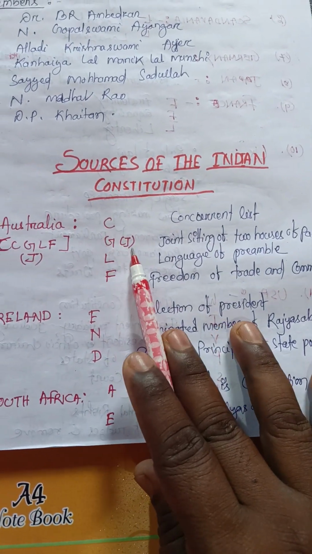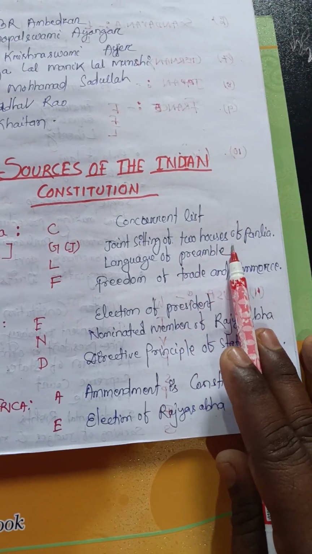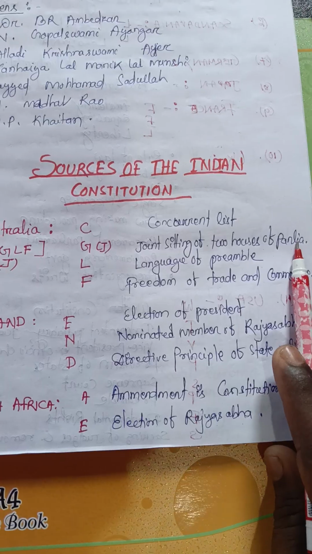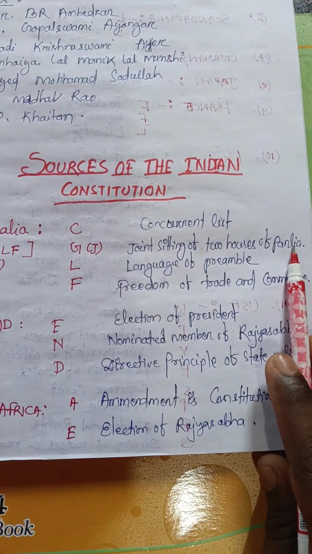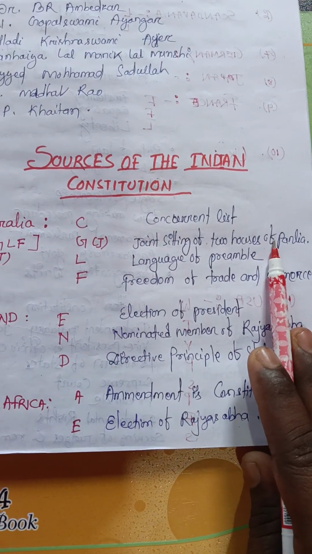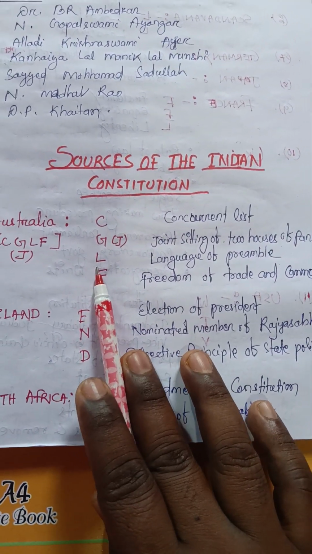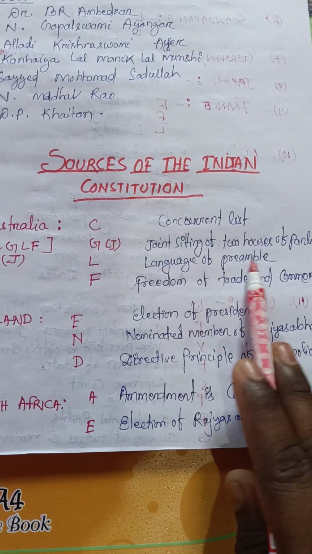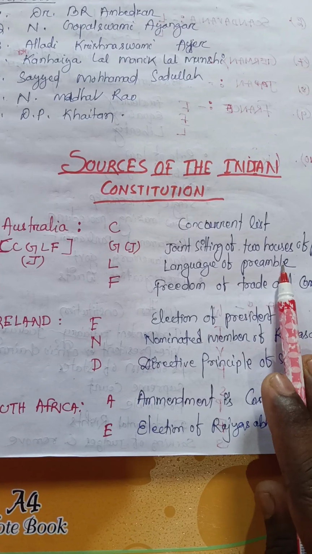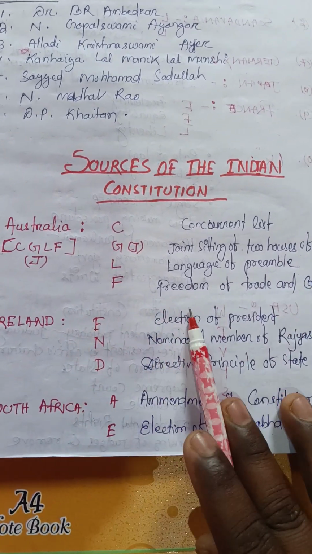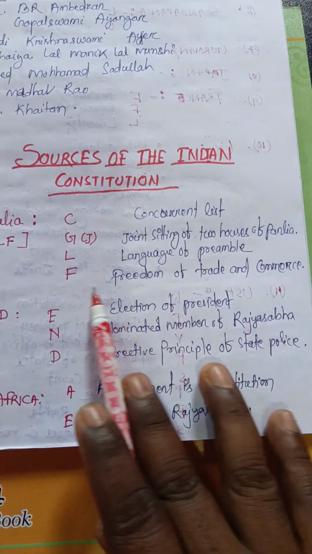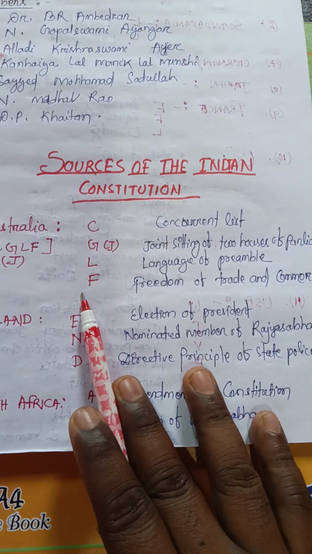Next, J stands for the joint sitting of the two houses of India, which is called by the President and presided over by the Speaker of the Lok Sabha. Next, the language of the preamble, a very important language, was borrowed from Australia, as well as freedom of trade and commerce. It was also borrowed from Australia.